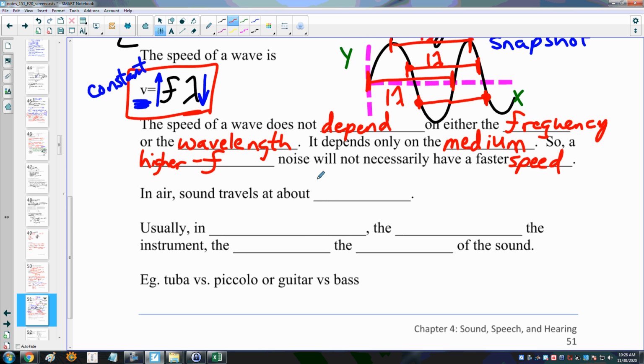In air, sound travels at about 340 meters per second. You don't need to memorize that number. It's just an interesting number.